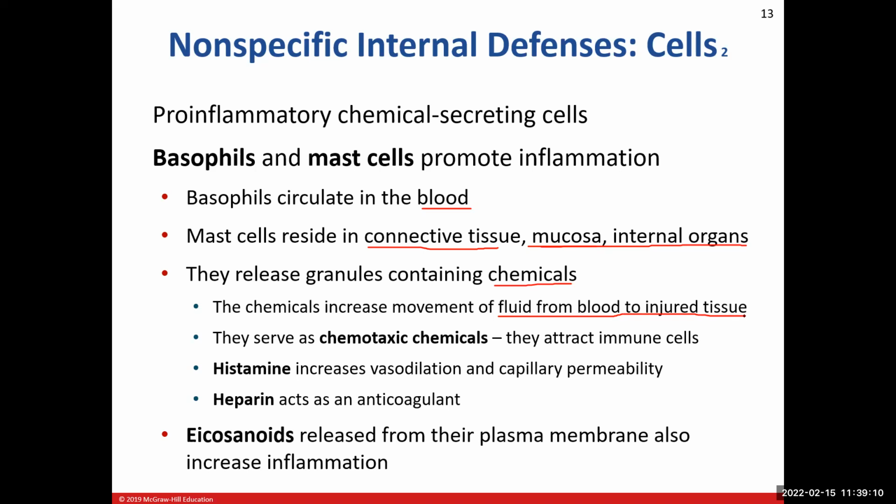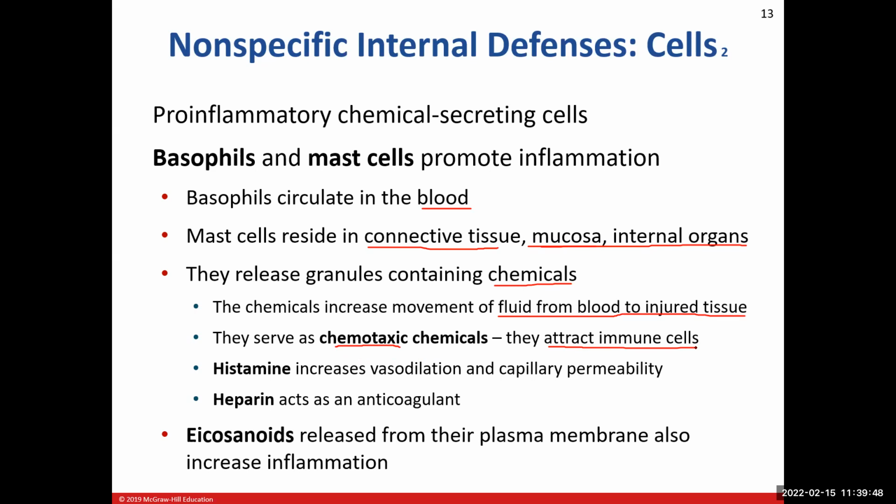And so these chemicals are going to be released by these cells, kind of like a clarion call, where we're going to be like, hey, we need help, come to this location. And we're going to send these chemicals out, and they're going to be what we call chemotaxic chemicals, which basically tells the immune cells, come to this area here. There is an issue going on. So chemotaxic chemicals attract other immune cells, so they can get to that area and help fix the problem.